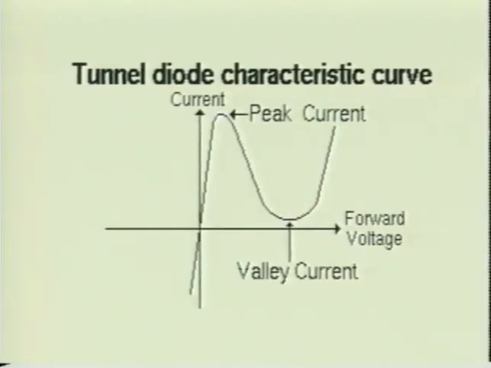The tunnel diode is generally operated in its negative resistance region between the peak current and the valley current. The negative resistance region is its most important property.